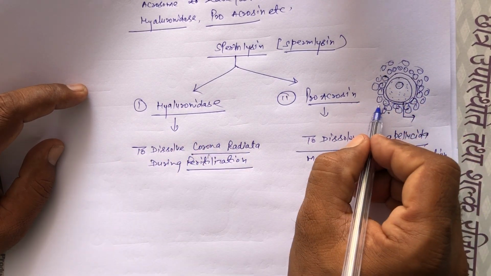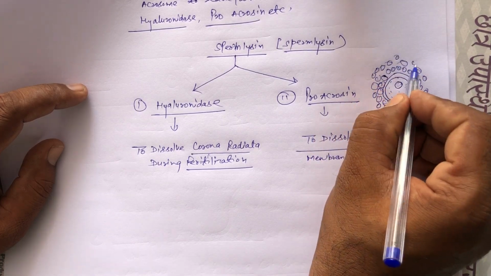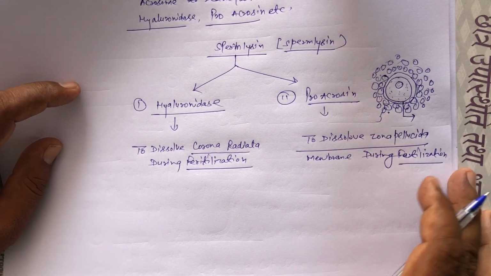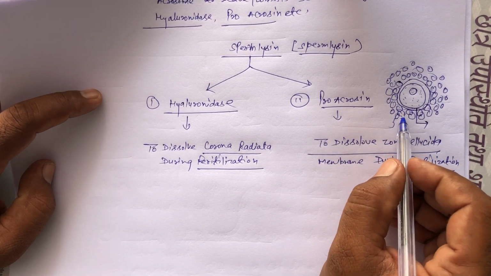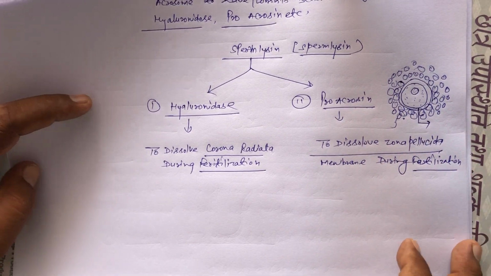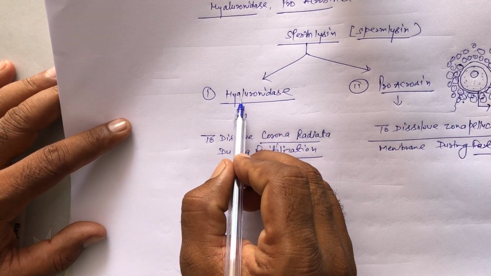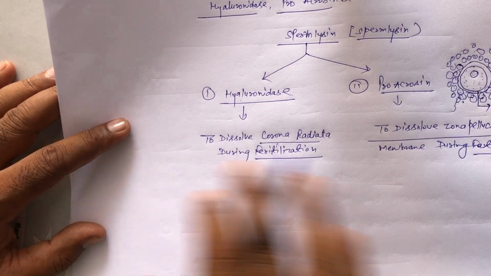This is the sperm during fertilization, or during fusion, or during syngamy. Sperm lysin enzymes dissolve the corona radiata and zona pellucida. The corona radiata is dissolved by hyaluronidase and the zona pellucida is dissolved by proacrosin.